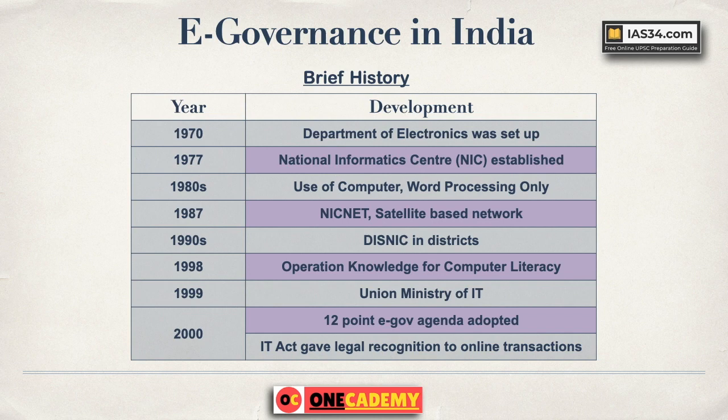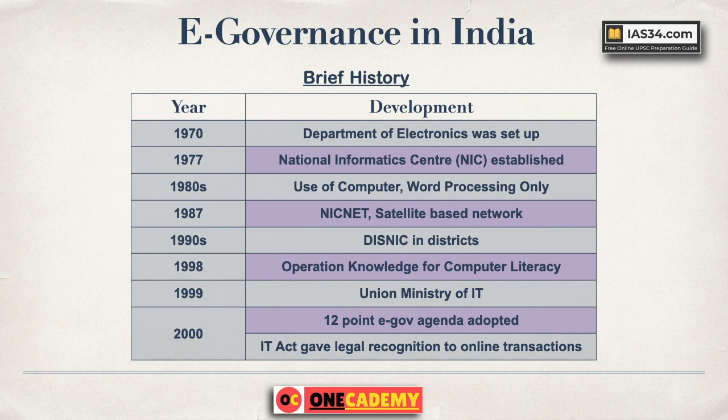So in the year 1970, the Department of Electronics was set up in the Government of India. That was the first time. Then in 77, the National Informatics Center, NIC, was established. And NIC is now the most important arm of the Government of India, which implements all the e-governance projects. They are the designers of the software. They maintain our cloud services. They conduct the video conferences. They do all sorts of things to make e-governance successful. It was set up in 1977.